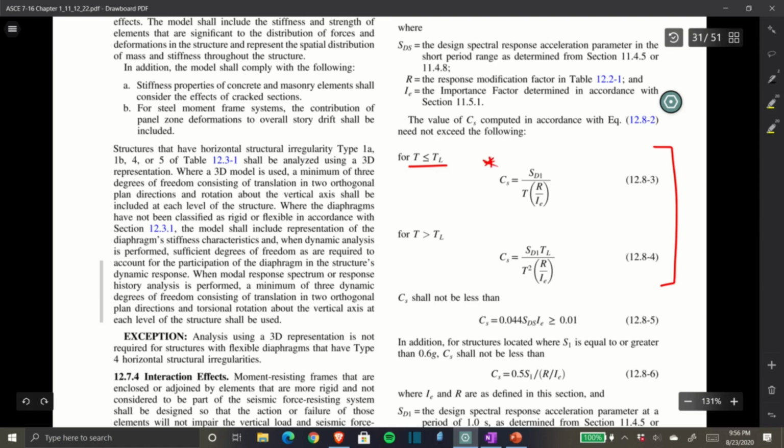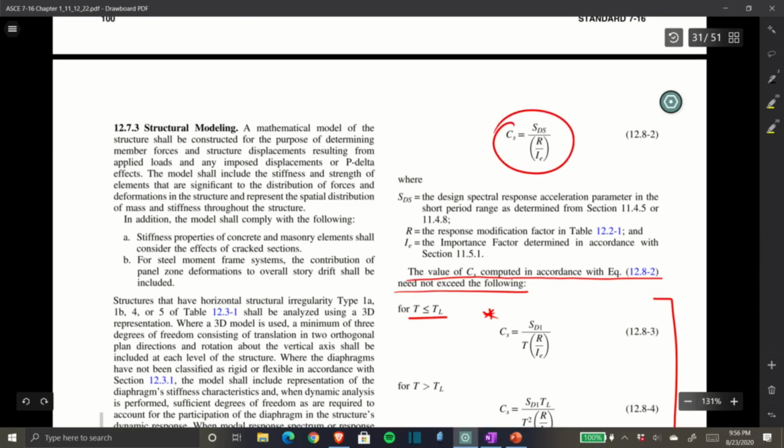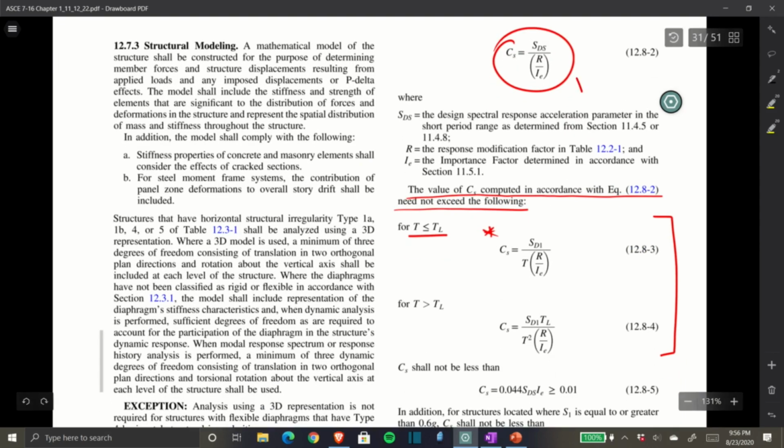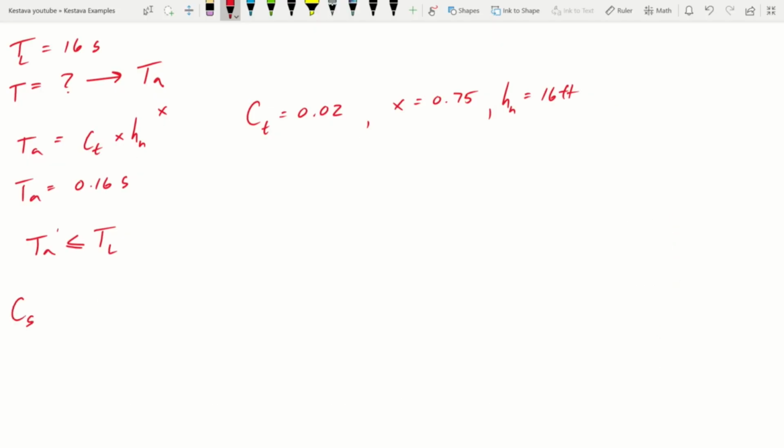this equation. So CS, because we want to make sure, again, what we're doing here is the value of CS computed with below not to exceed the following. So we found our CS before using this equation, but we want to make sure that it's not greater than the equation below here. So our C sub S max, we'll call it, is equal to SD1 over TA times R over IE, 0.538 over 0.16 times 6.5 over 1.0.